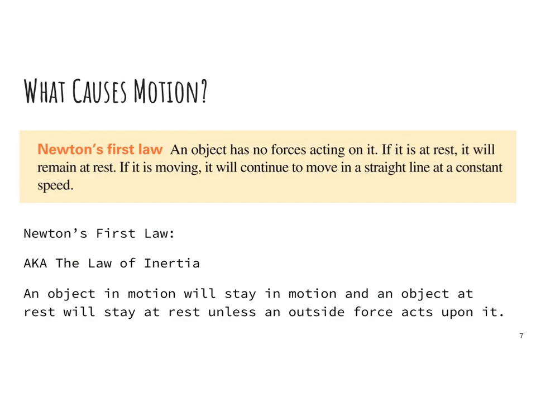Newton's first law is that if an object has no forces acting on it, then if it's at rest, it'll stay at rest. If it's in motion, it'll continue to stay in motion at a constant speed. So Newton's first law we often refer to as the law of inertia. An object in motion tends to stay in motion, and an object at rest tends to stay at rest unless an outside force acts upon it. That's the simplest definition of Newton's first law.